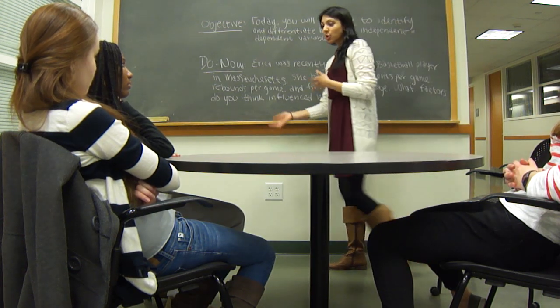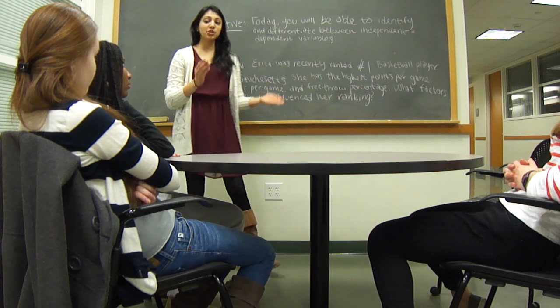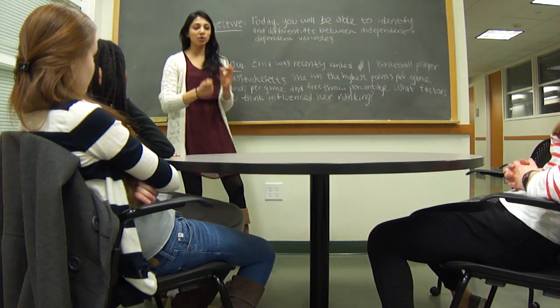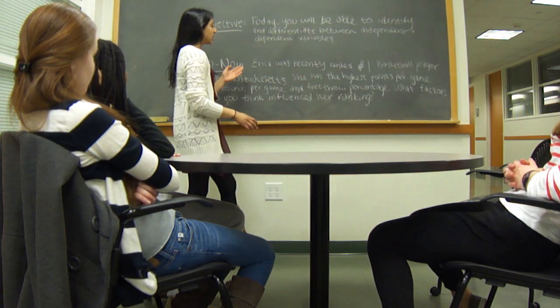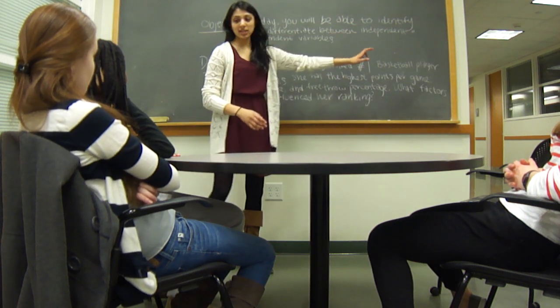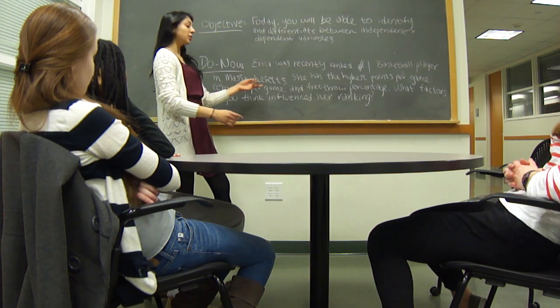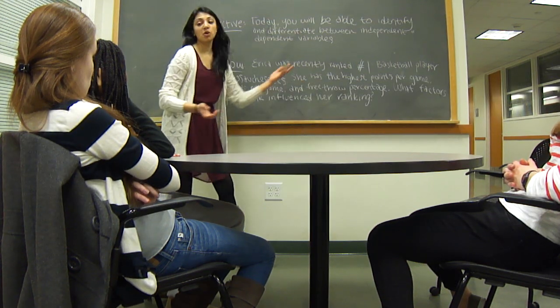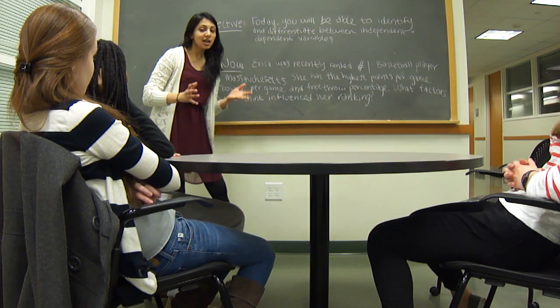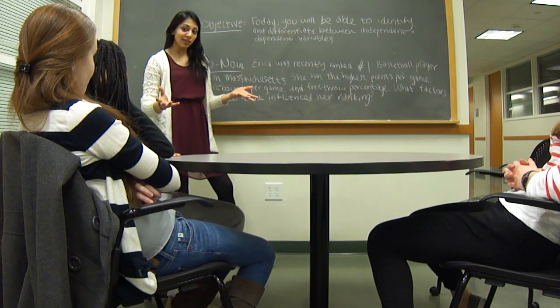And dependent variables are the opposite. They're the variables that we're measuring that depend on the other variables that we change. So in this case, Erica's ranking as the #1 basketball player was the dependent variable because it depended on her rebounds per game and her height and her free throw percentage, for example. So that's kind of the difference between independent and dependent variables.